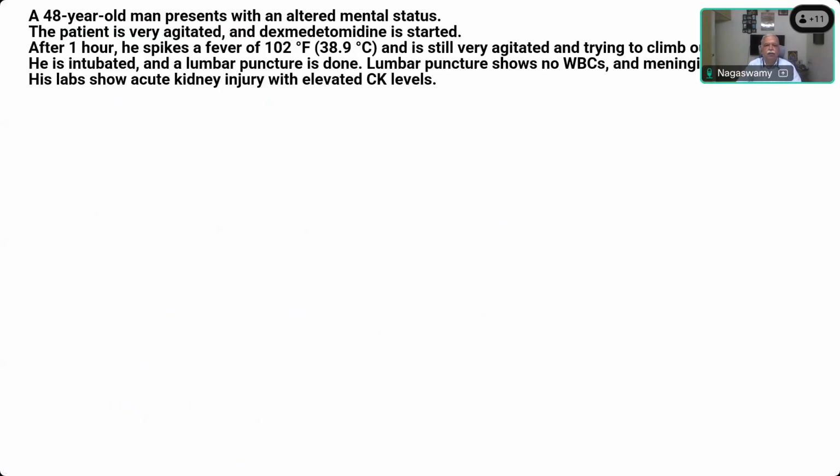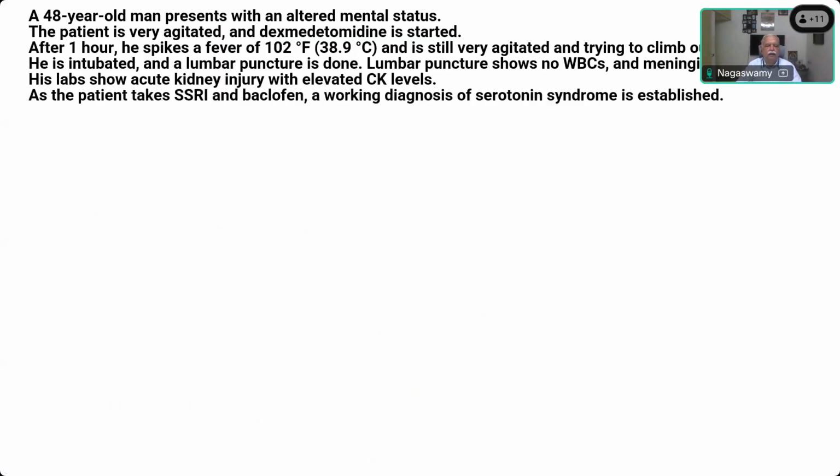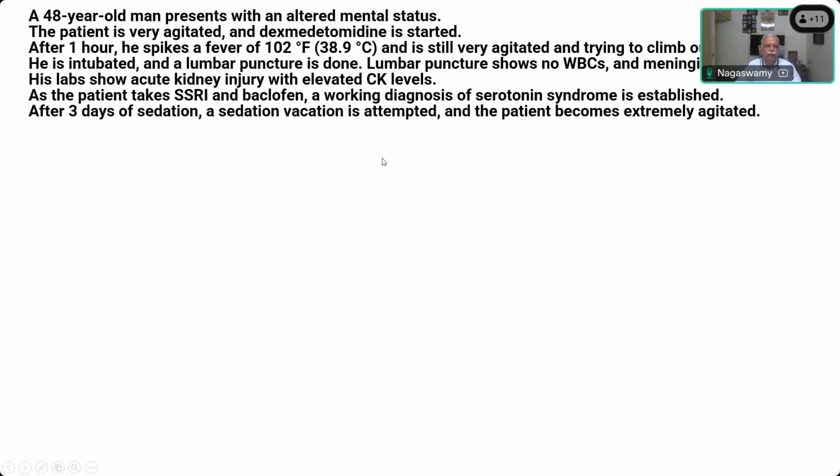Lumbar puncture shows no WBC and no meningitis. Labs show acute kidney injury and elevated creatinine kinase levels. Patient has been taking SSRI, selective serotonin reuptake inhibitors, and baclofen, and a working diagnosis of serotonin syndrome is established.